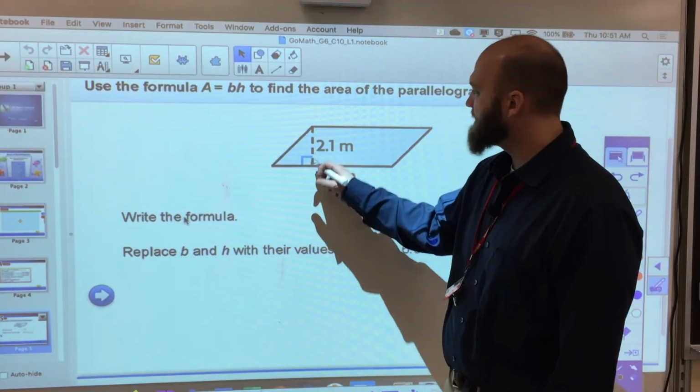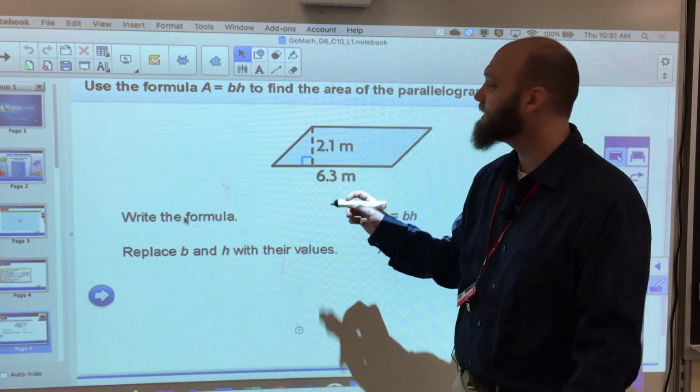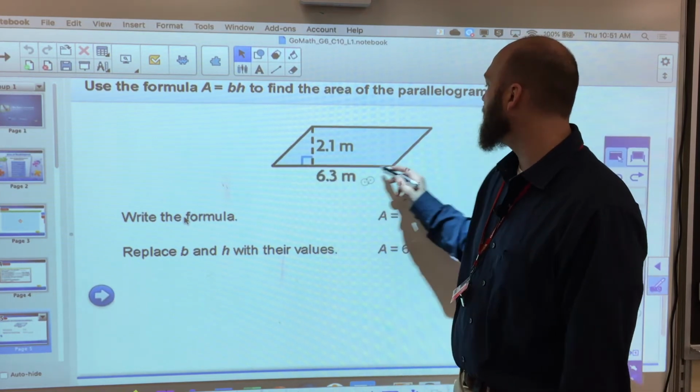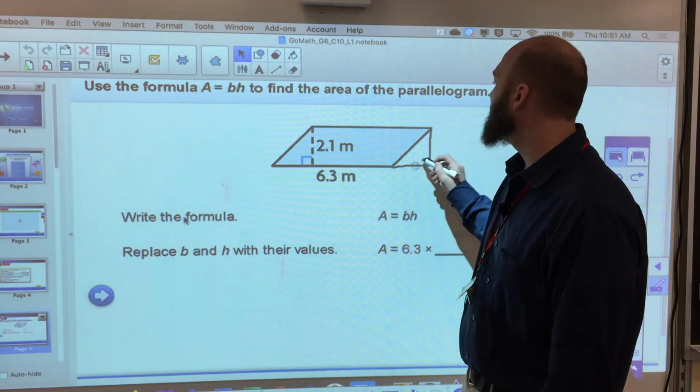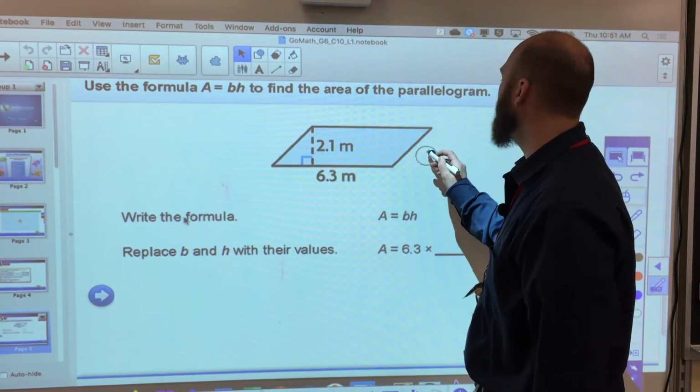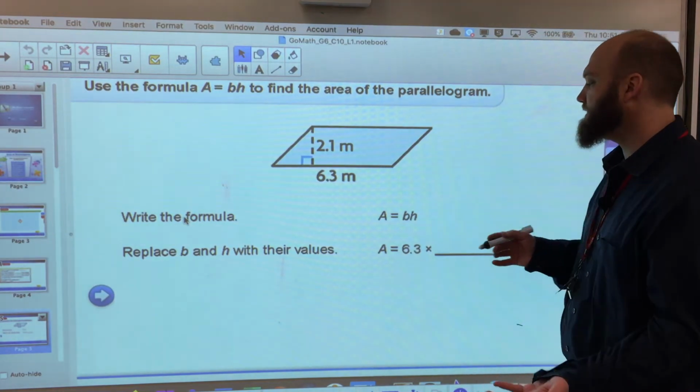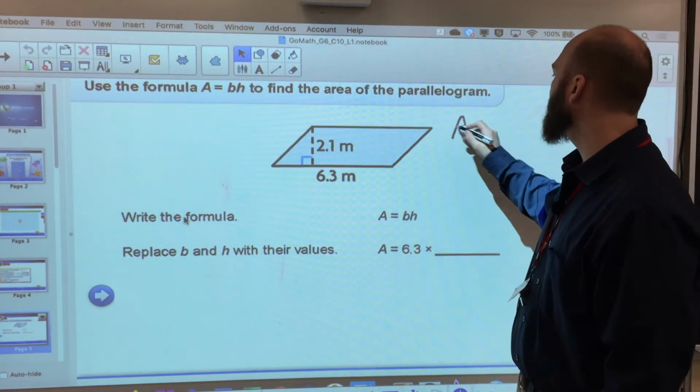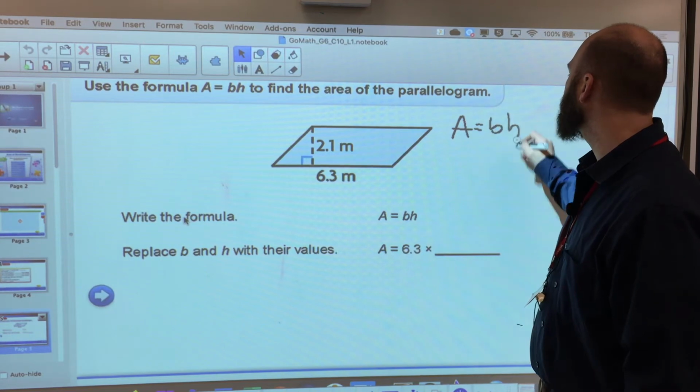And you'll notice that I have my straight line here, and that's what I'm measuring my height off of. Because if I were to take this triangle and put it right here, I'm back to a rectangle. That's why it's the same formula. Area equals base times height. They wrote it down here. I'm going to rewrite it up here. Area equals base times height.